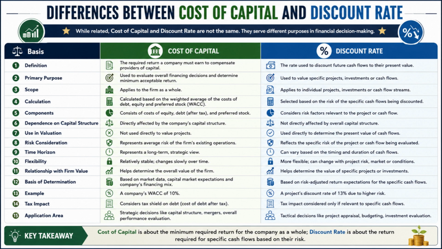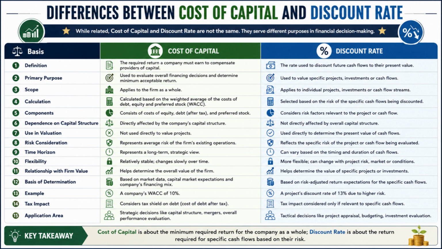Number 11. Cost of capital helps determine the overall value and performance of the firm, whereas discount rate helps determine the value of specific investments and projects. Number 12. Cost of capital is determined based on market expectations and financing mix, whereas discount rate is determined based on risk-adjusted return expectations.